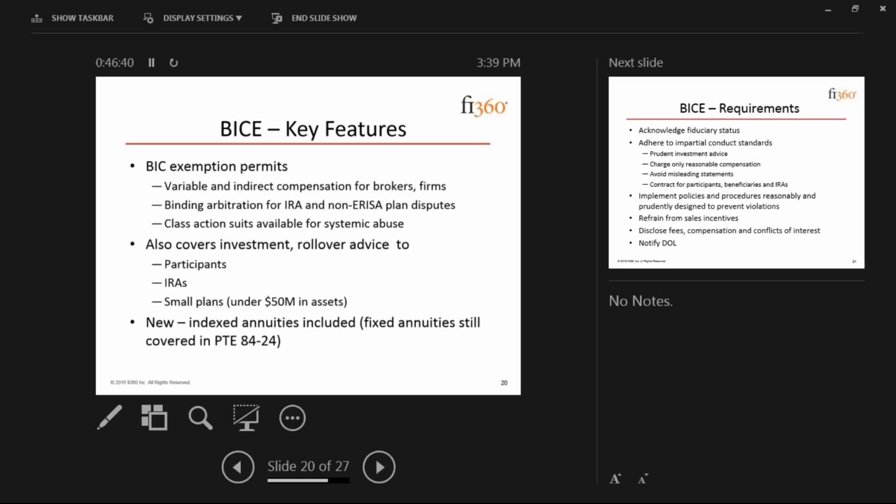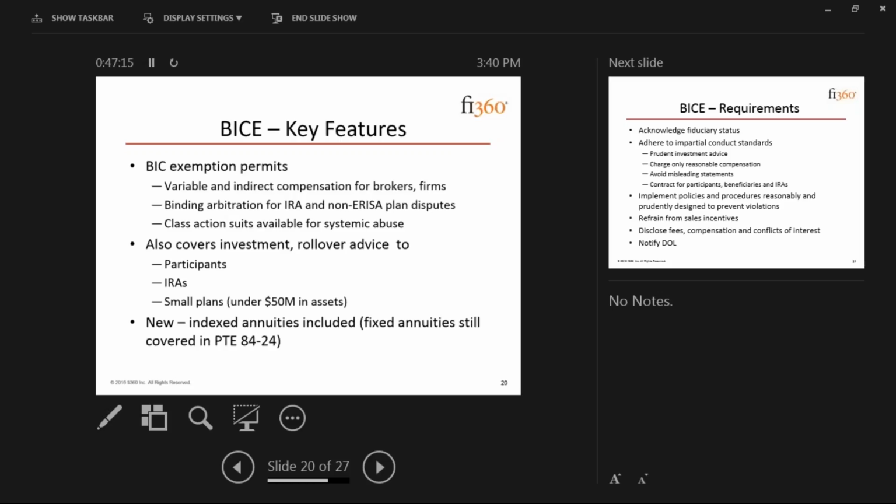So the best interest contract exemption, the key features for this exemption, and again, this one has gotten probably the most attention of anything in the rule. It allows those who have variable or indirect compensation, typically brokers, insurance companies, indirect compensation, non-level compensation, to provide advice to these plans and IRA accounts where previously you were held to a fiduciary standard, and that was a prohibited transaction.